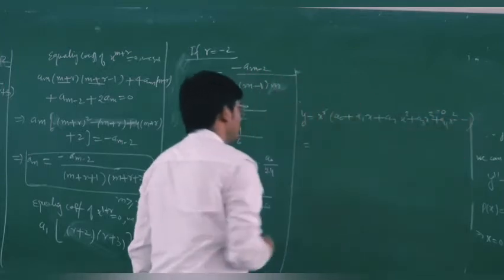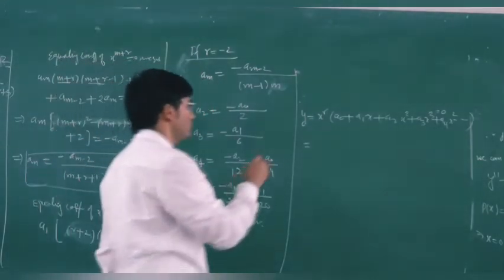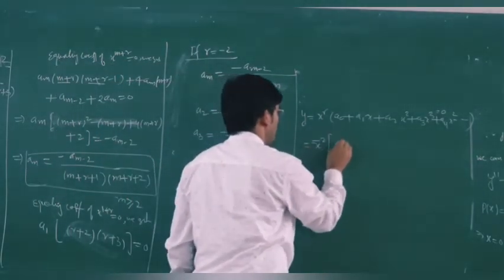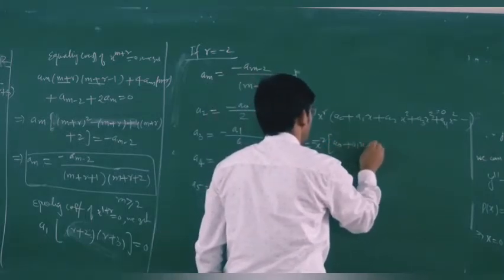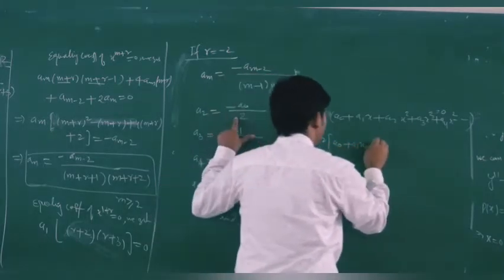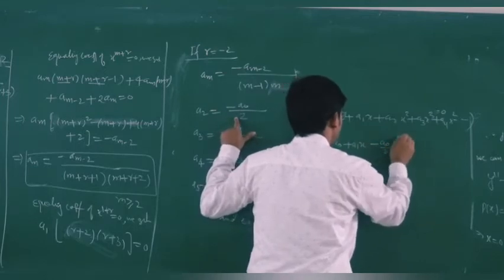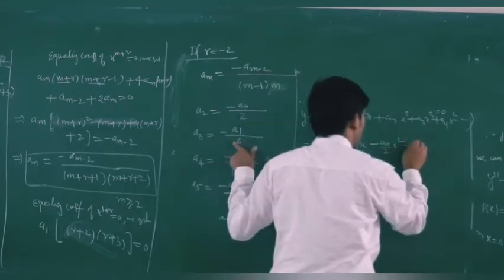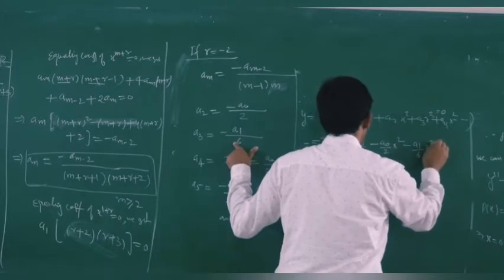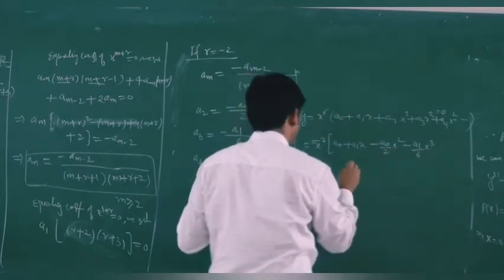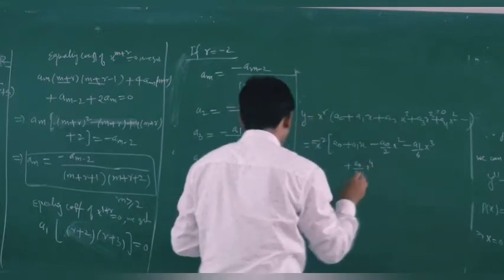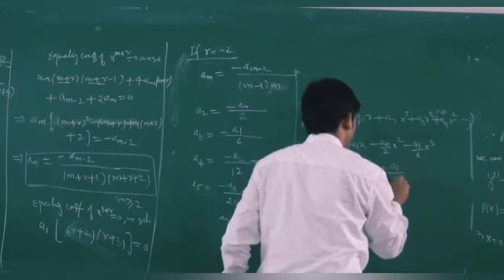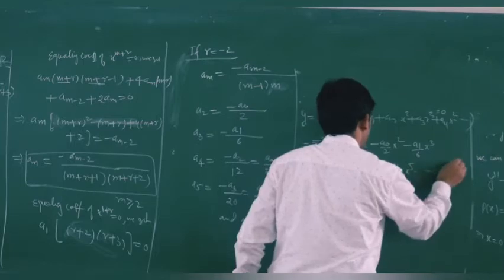Now put r equal to minus 2, so this will be your x power minus 2, a0, your a1 is unknown, so we have a1, your a2 is minus a0 upon 2 x square, your a3 is minus a1 upon 6 x cube, your a4 is a0 upon 24 x power 4, your a5 is a1 upon 120 x power 5.